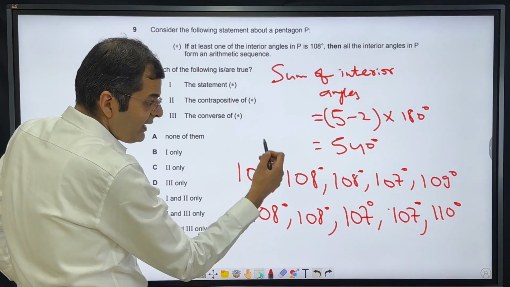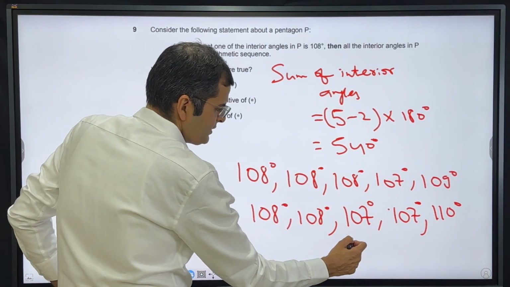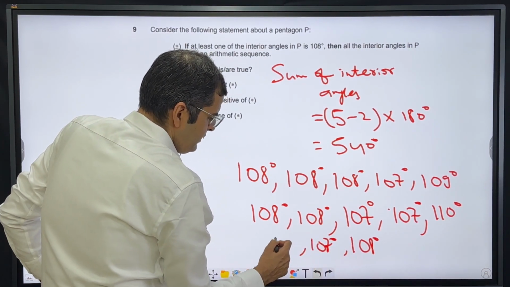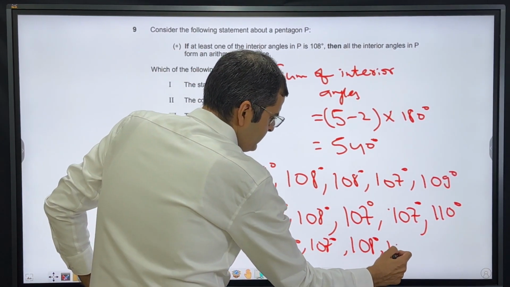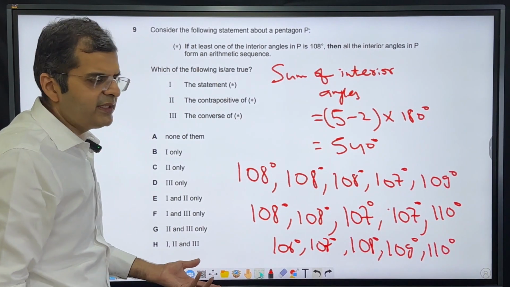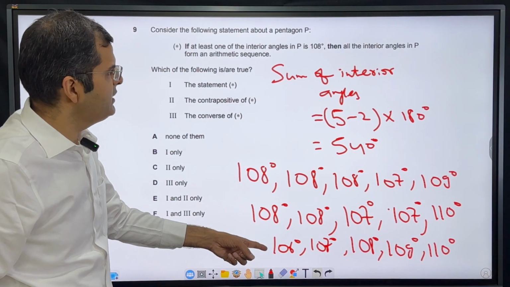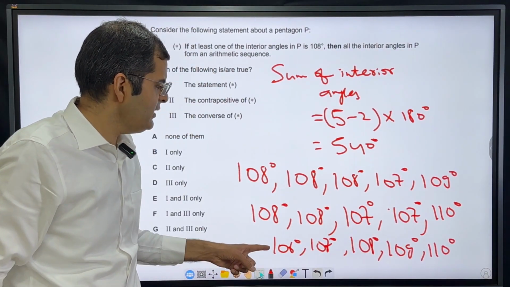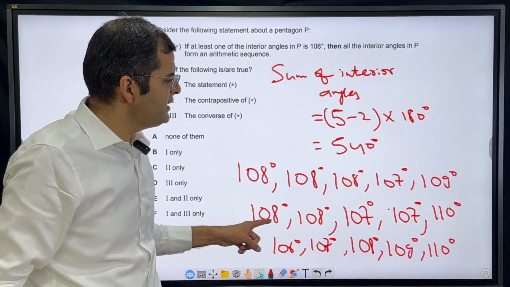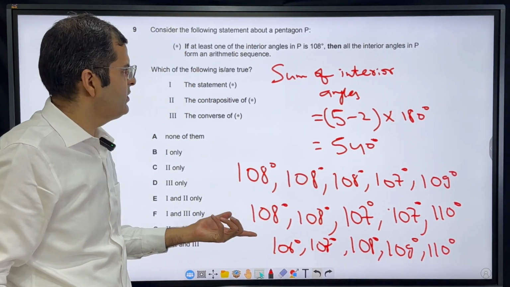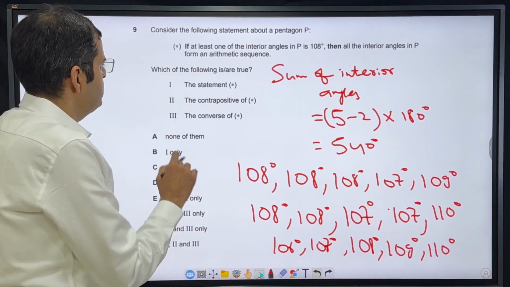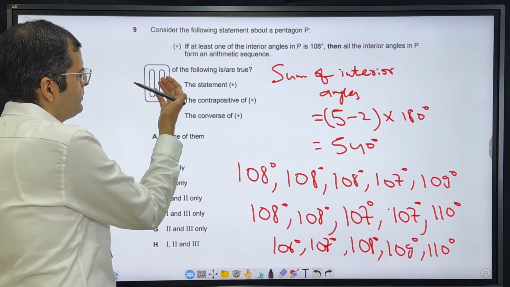Or I can also have them in arithmetic sequence. Like it is 108 degrees, this is 107, this is 106, this is 109, and this is 110. So all are valid scenarios. Here you see an arithmetic sequence, the last one: 106, 107, 108, 109, 110. Here you see that in the first two, there is no arithmetic sequence. So is it true that the statement star is correct? No, it is not true.